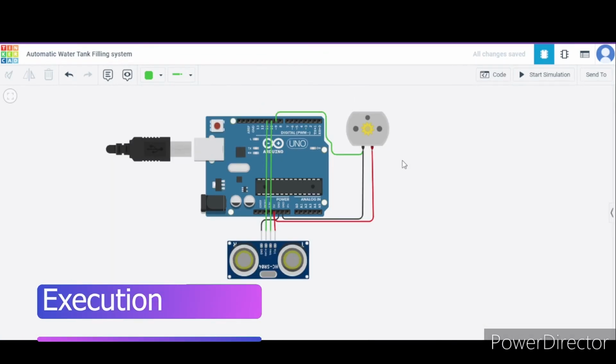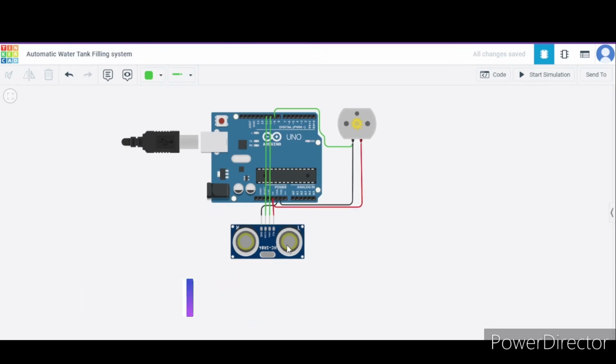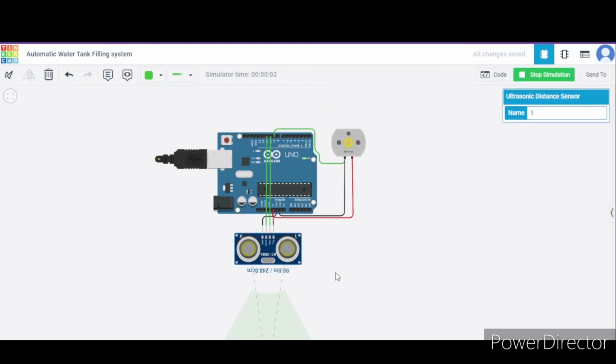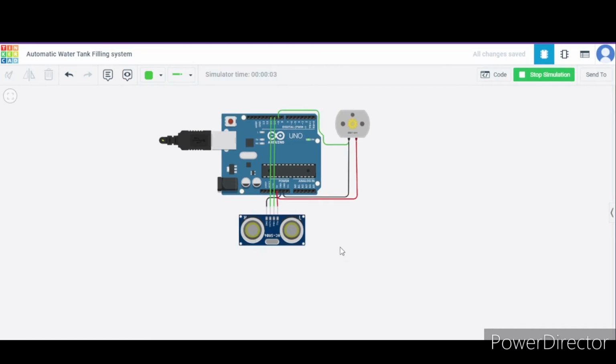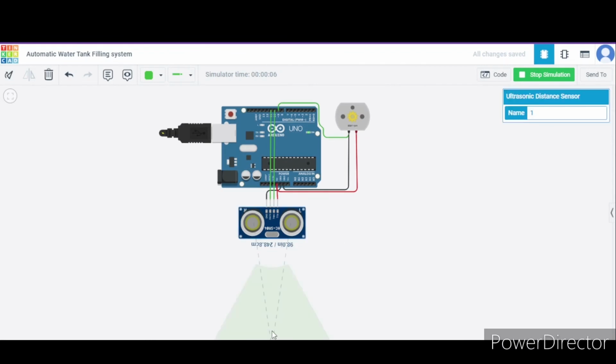Now let us see how exactly the setup is. So consider over here as the water level, or say the tank, this is our motor. Now I'm clicking on start simulation. As you can see, the water level is greater than 150, it is 248.8 centimeters, and hence the motor is rotating. So in this way it will work.